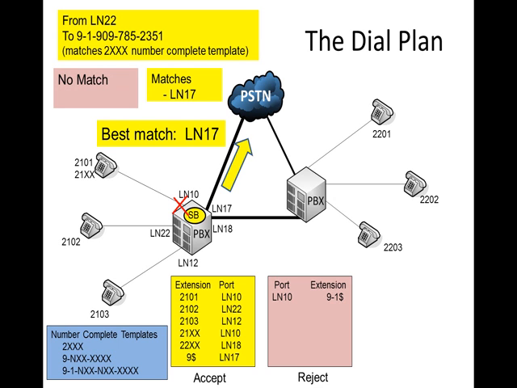Now, if we do that same call from LN22, and again, I'm sorry, I've got 2XXX as the number, the complete template matches. Obviously, it's the 9-1 long distance one. It matches, and on LN17, the call will go out. LN22 down here doesn't have the reject rule, so that call is allowed to go through. Okay? So the only change I've made is rejecting on LN10. Pretty straightforward.